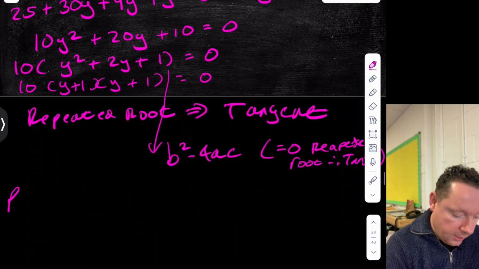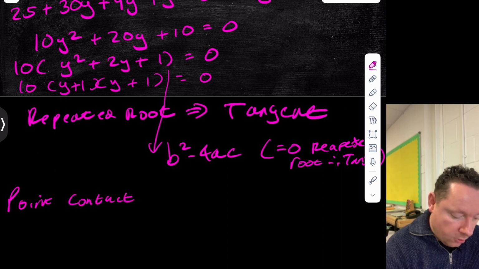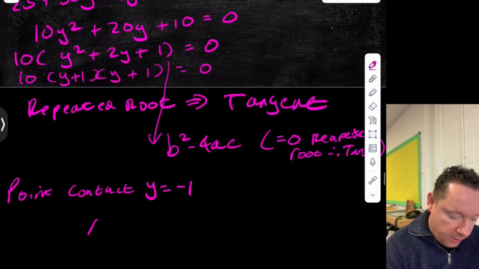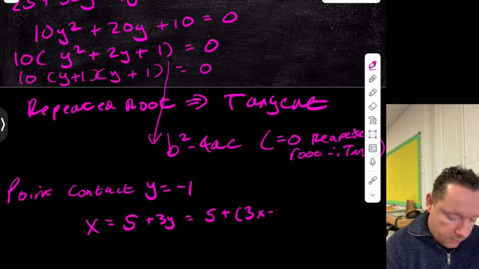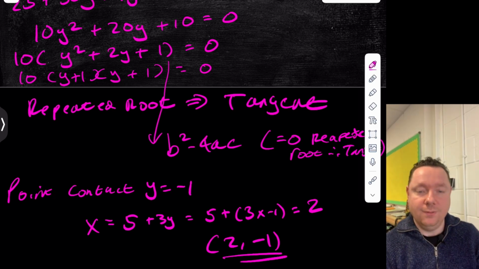So the point of contact, we know that from the equation y plus 1 equals 0, that y equals minus 1, and that x was equal to 5 plus 3y. So that's 5 plus 3 times minus 1, which is 2. So the point of contact is 2, minus 1, x y. And we're done there.